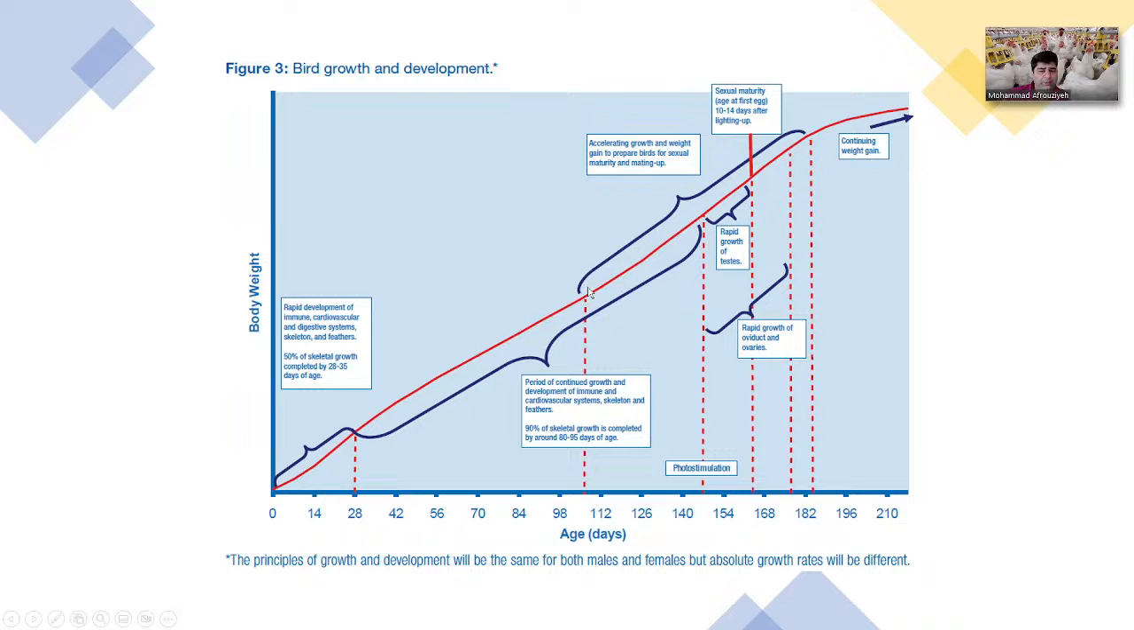So before photostimulation and a little bit after that is accelerated growth and weight gain to prepare birds for sexual maturity and mating up. As I said, it's development in body frame and also accumulation of fat. Remember, our modern broiler breeders are leaner compared to the old breeds. It means that they have less fat, and that is not good.